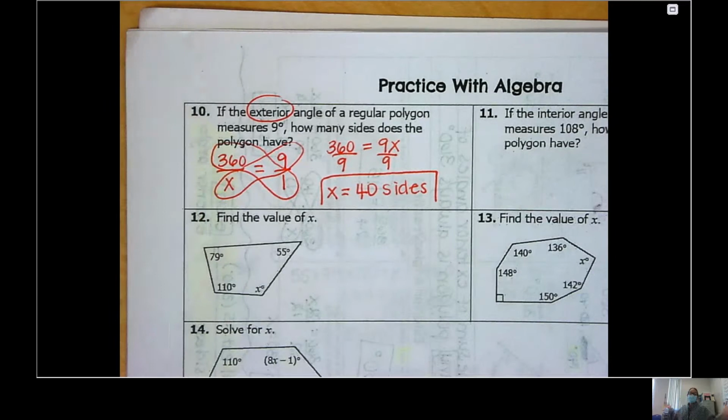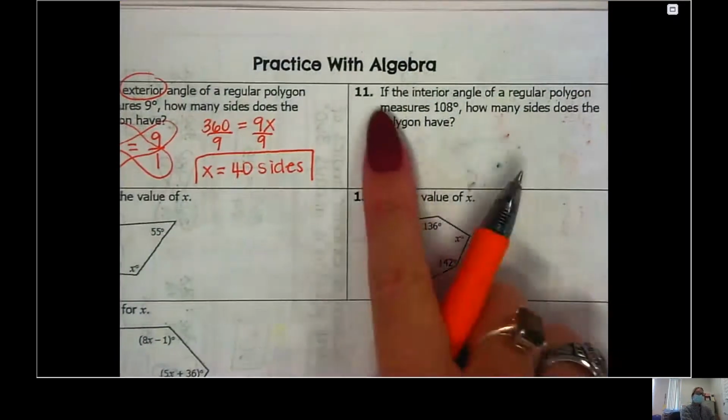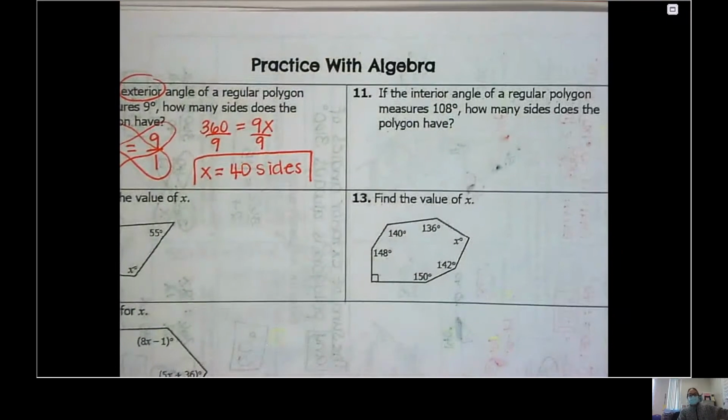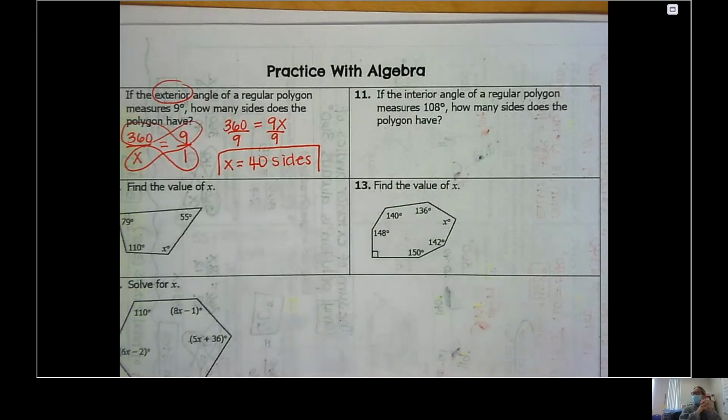Sometimes I'll give you the number of sides and all you have to do is divide. Sometimes I'll give you the angle. You have to solve for the number of sides. But either way, if you make your fraction, it should be pretty simple. All right, number 11. If the interior angle of a regular polygon measures 108 degrees, how many sides does the polygon have?